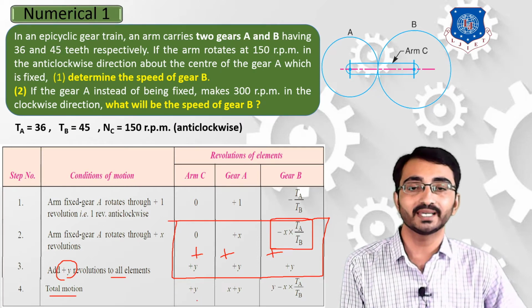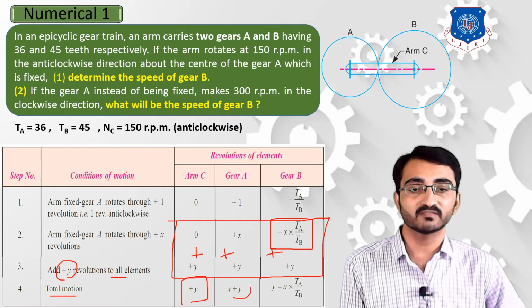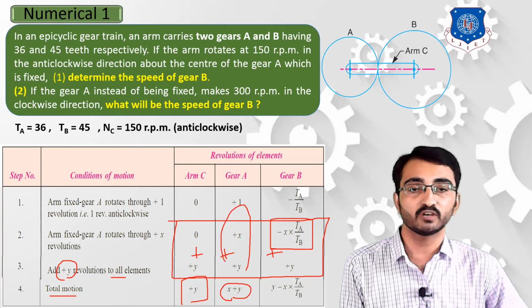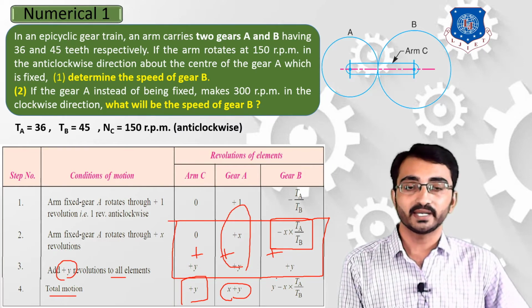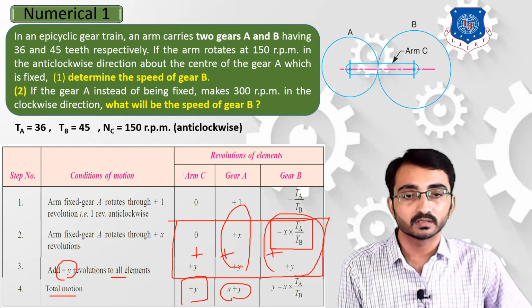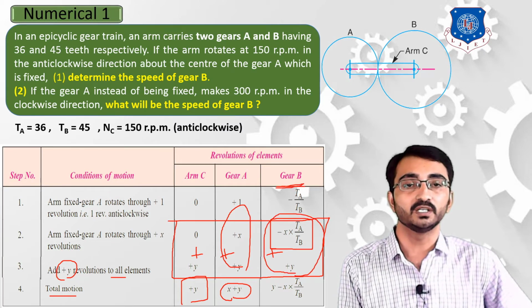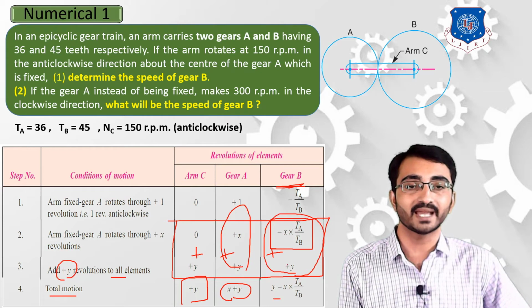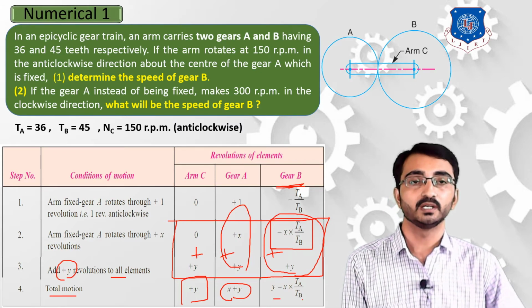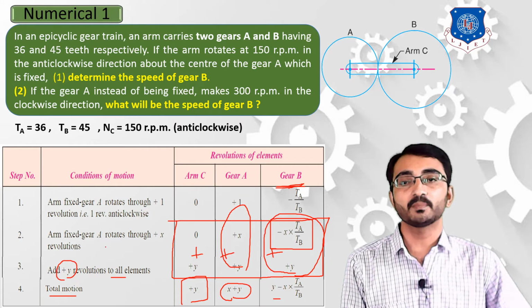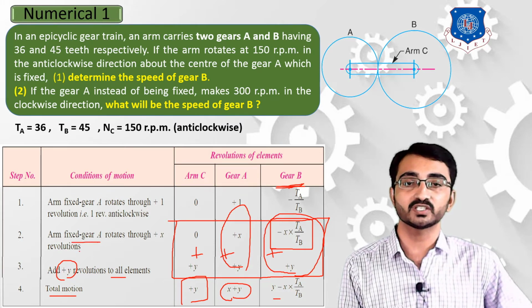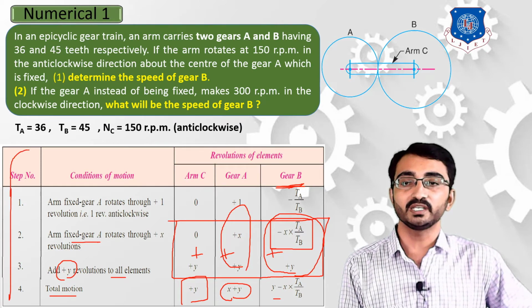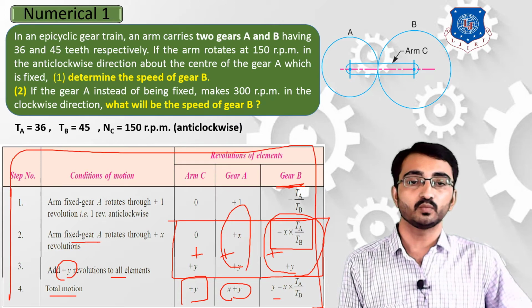So over here you will get plus y revolution for the arm condition, x plus y for gear A, that is the combination of row 2 plus 3, and the addition of the second and third row for gear B, we can write as the equation y minus x TA upon TB. These steps are common for each and every numerical in epicyclic gear train. So we have to sketch this table for each and every numerical in the same manner.